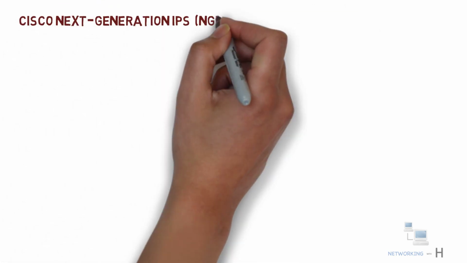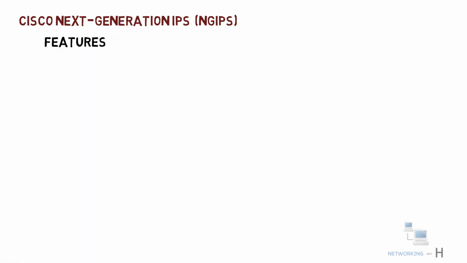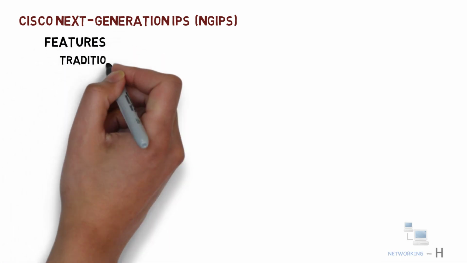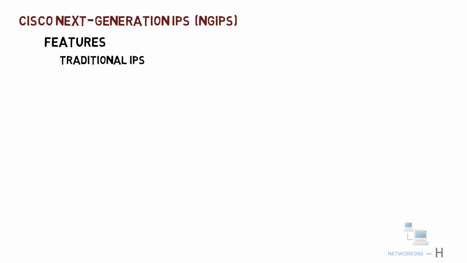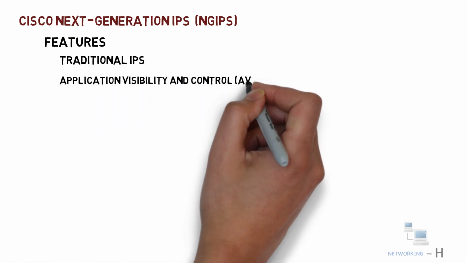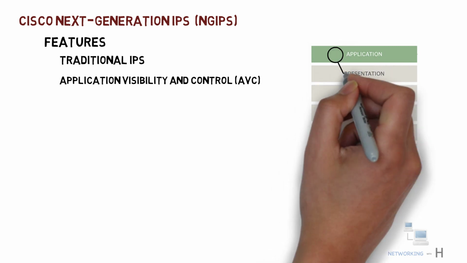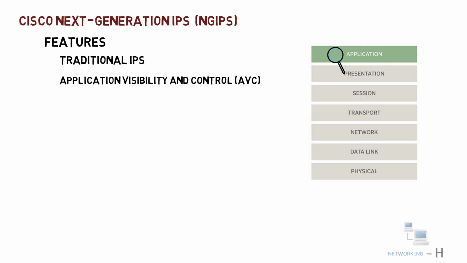Similarly, as with next generation firewall, the next generation IPS also adds new features to a traditional IPS. An NGIPS performs traditional IPS features like using exploit signatures to compare packet flows, create log events, and possibly discarding or redirecting the packets. It also includes AVC. As with next generation firewall, NGIPS has the ability to look deep into the application layer data to identify the application.